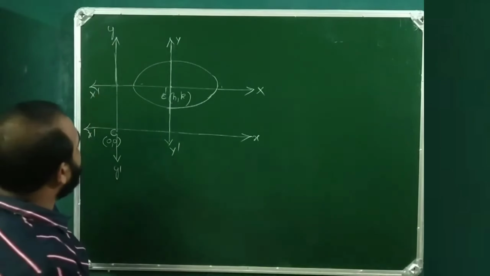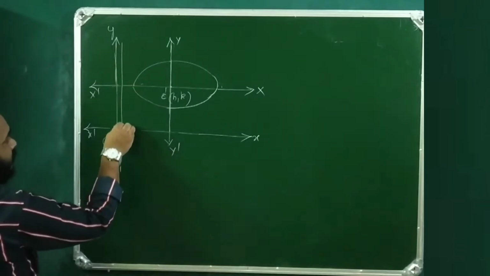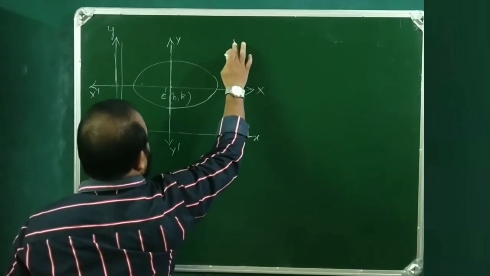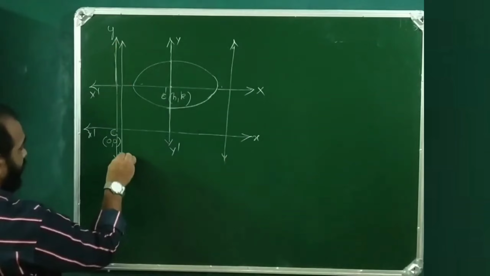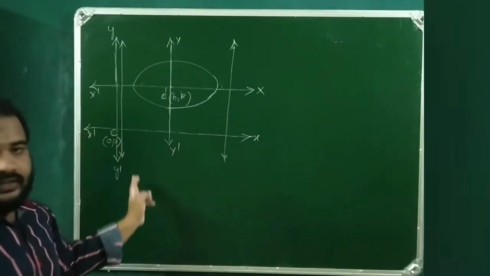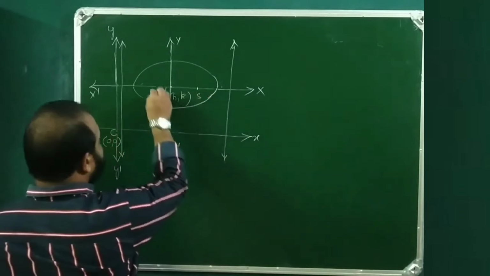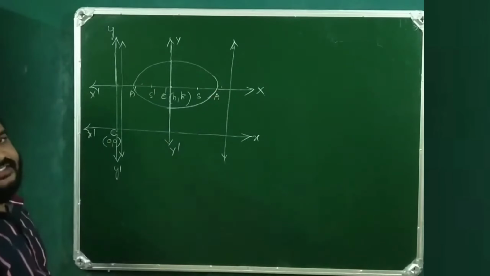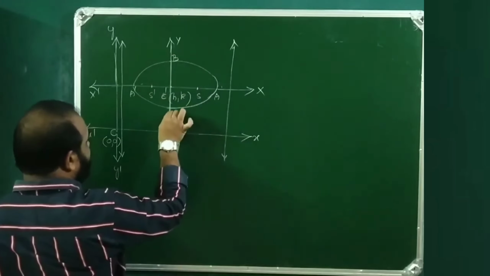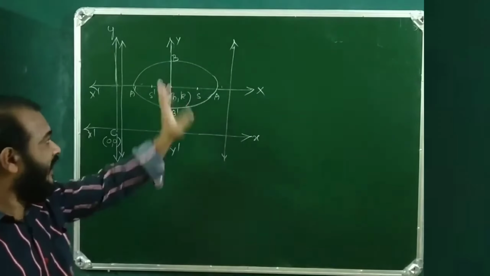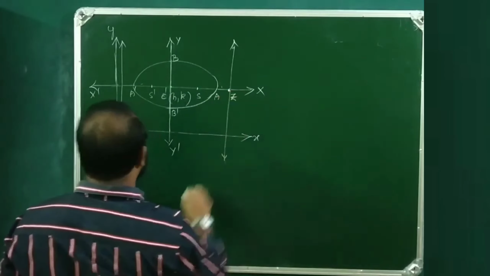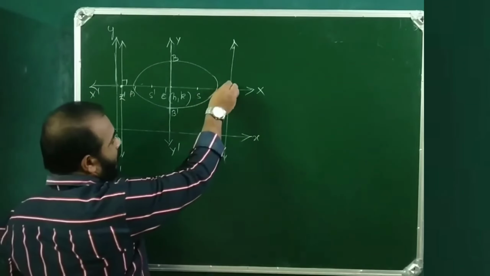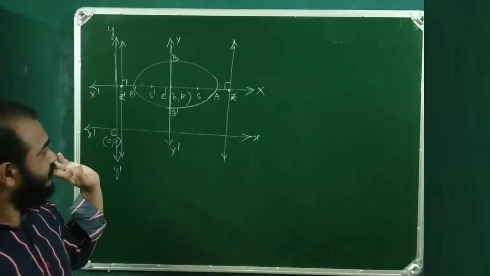Now this is the new ellipse and these two lines being the directrices, and this is S dash, foci, A dash, vertices of the ellipse, B dash, the ends of the minor axis, Z dash, the foot of the directrices of S and S dash.